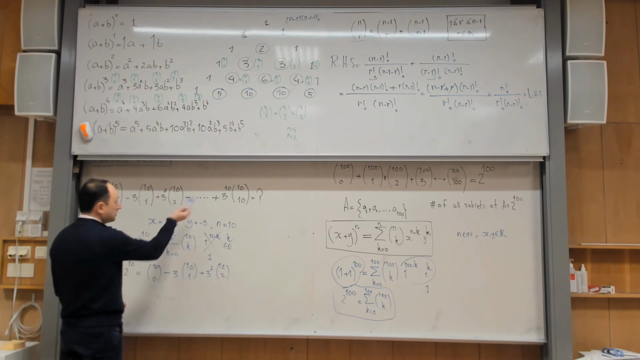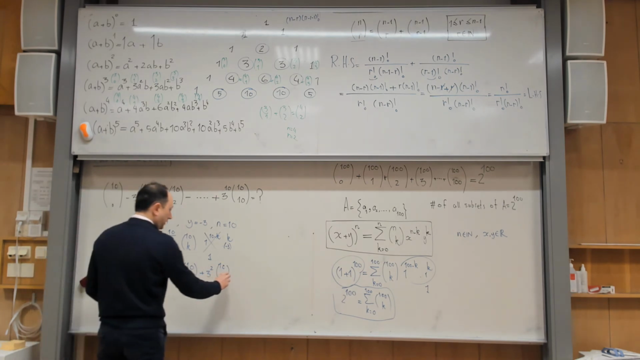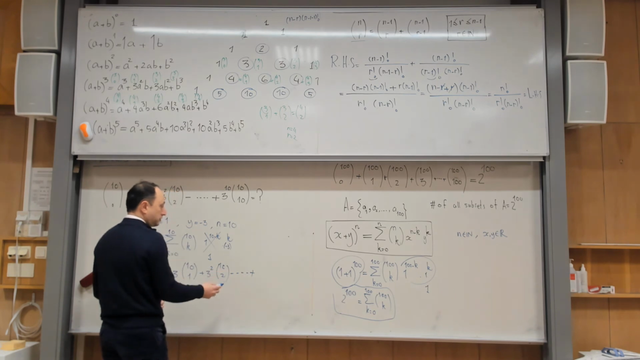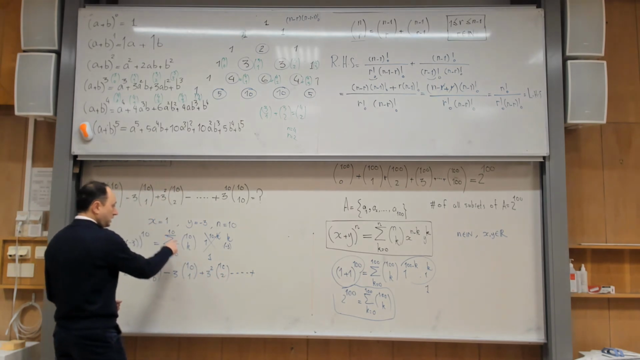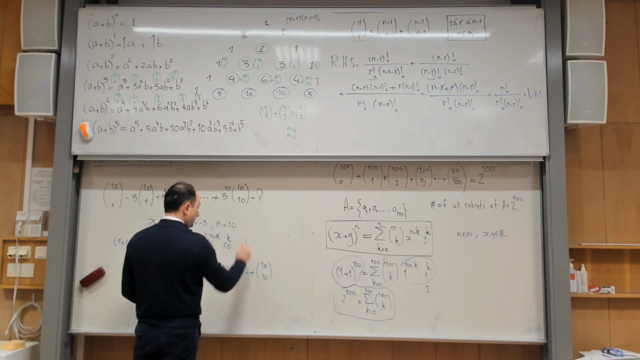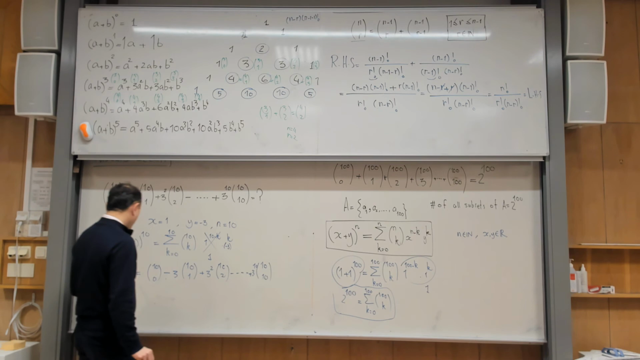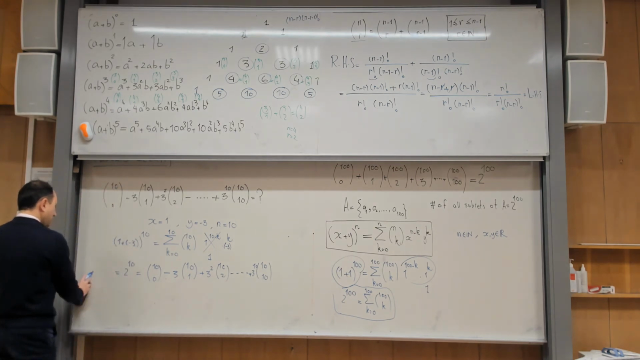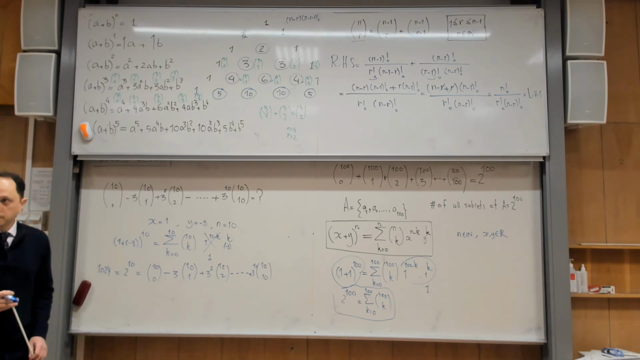Yes, it works. It is clear that if I continue, you need to convince yourself, of course, that if you continue up to the last one, it becomes 10 choose 10, and then 3 to the power of 10. Yes, that's correct. So the answer to this is 1024. So that was the pattern, yes?